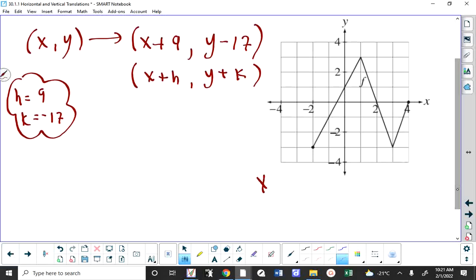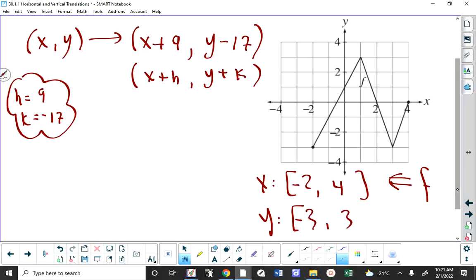the original domain is negative 2 to 4. That's the original domain on f. The original range is negative 3 to 3. That's on f. You just double check that. Negative 2 to 4 for x and negative 3 to 3 for y.